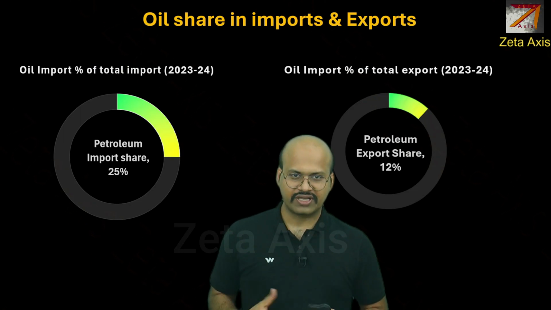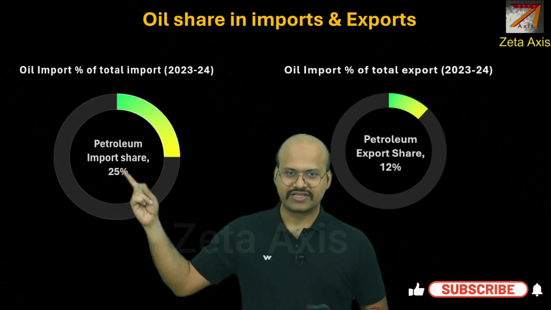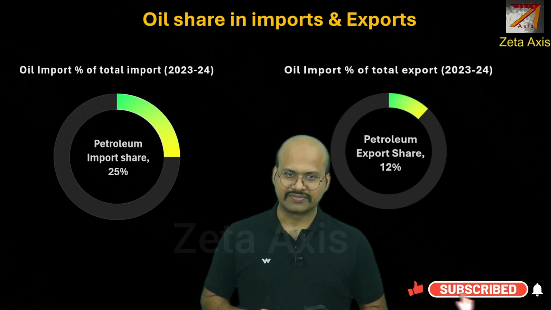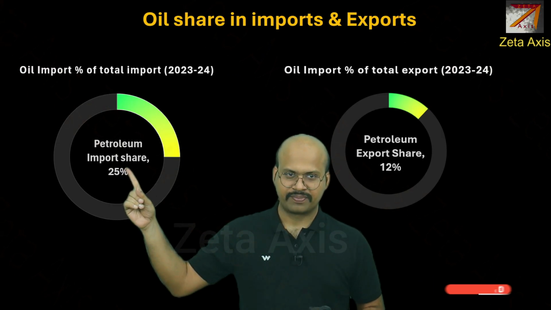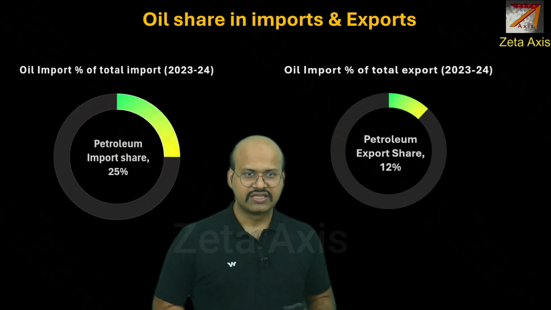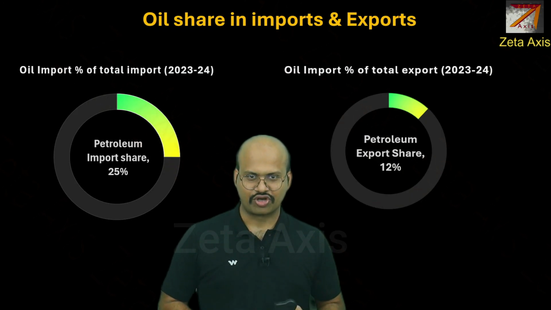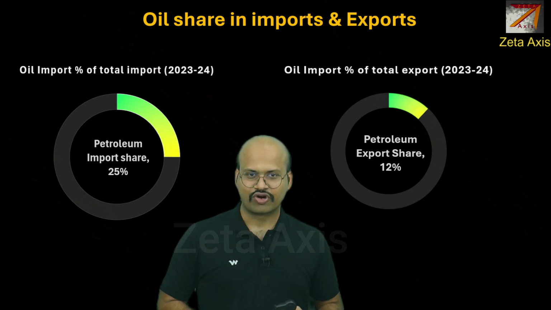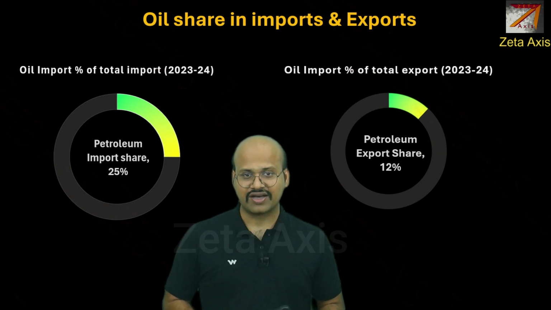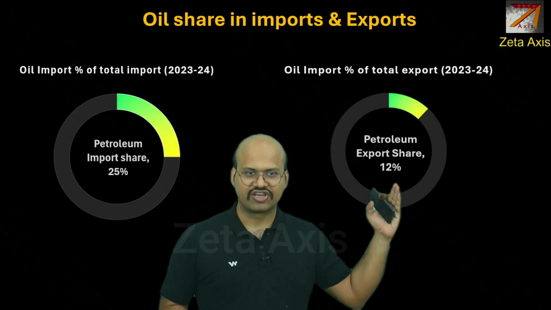So if we are importing 100 items, then 25% share is of only petroleum, that is, 1/4 of the total items that are imported by value are petroleum. And if we see the export, yes, we also export petroleum products because we have refineries and the capacity of refineries is more than what we require. Therefore, the extra products which are gained from these refineries are exported. So in export, the petroleum has a share of 12%.